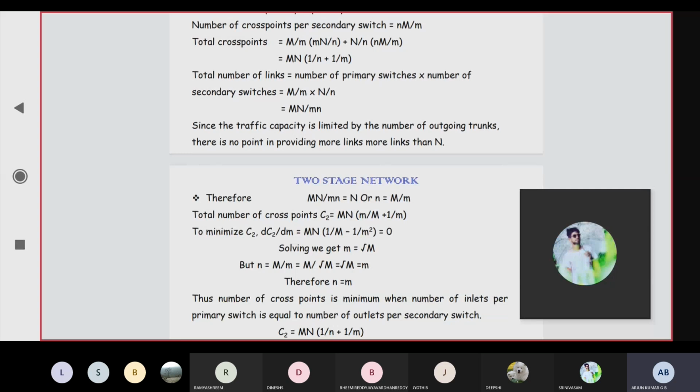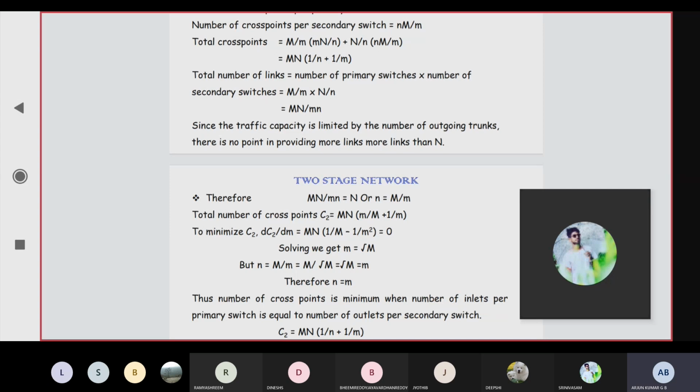Okay, clear? To minimize this cross point, what we will do means differentiate C2 with respect to m. MN is constant. Differentiate with respect to only small m. Then small m by M, we'll get 1 by M, because the differentiation of x is equal to 1 only. Plus 1 by m is there, no? Differentiate of 1 by m is equal to minus 1 by m square. That is equal to 0. Then you solve this one.